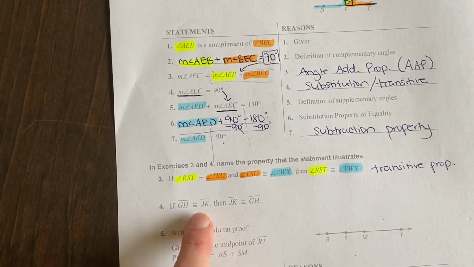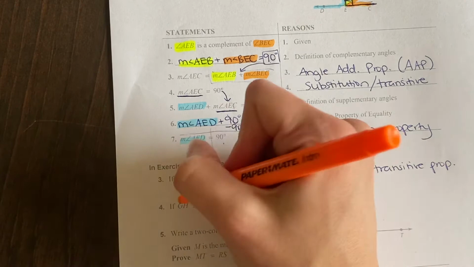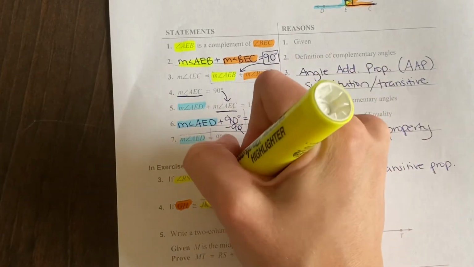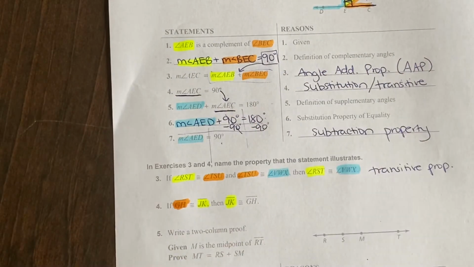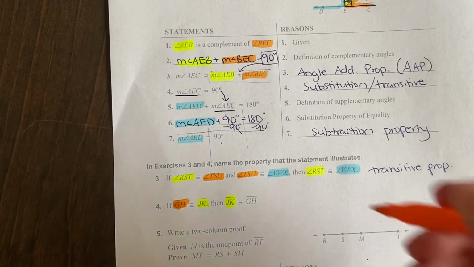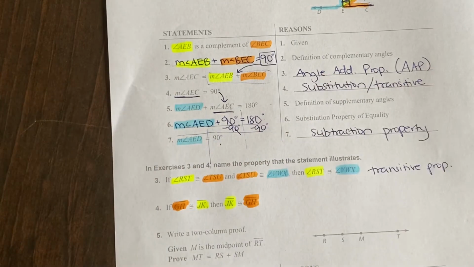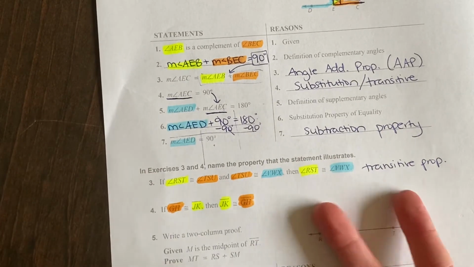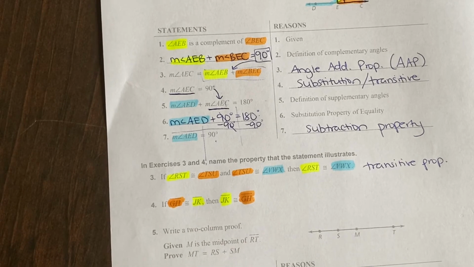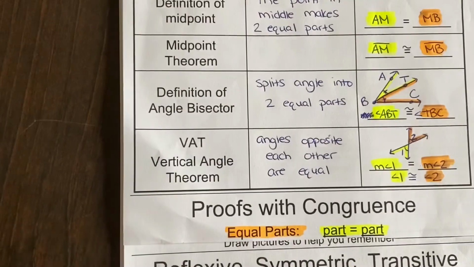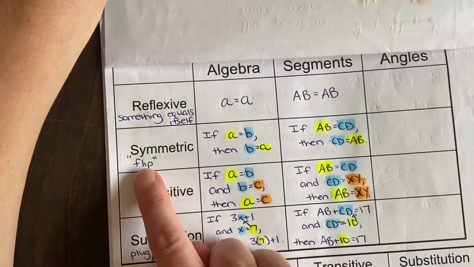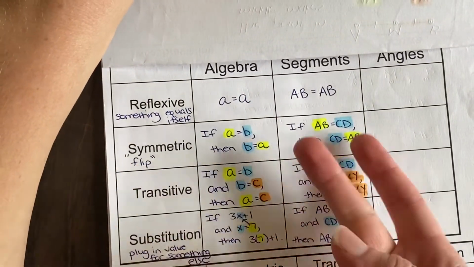All right, last one. If line segment GH is congruent to line segment JK, then line segment JK is congruent to line segment GH. So I can see this is one of those that flips, right? If orange is equal to yellow, then yellow is equal to orange. They just flipped their line segments. And remember that property that lets us flip things that are equal is the symmetric property, right? We flip.